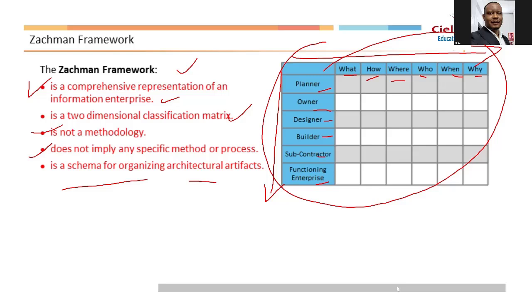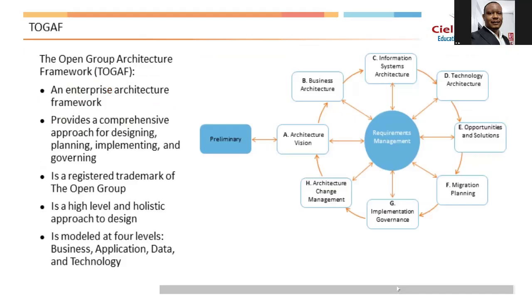Beyond the Zachman framework, there's also the Open Group Architectural Framework, which, for short, is usually referred to as the TOGAF framework. This is owned by the Open Group. That's why it's called the Open Group Architectural Framework. It's an enterprise architecture framework. It provides us a comprehensive approach for designing, planning, as well as implementing and governing. It is a trademark of the Open Group.